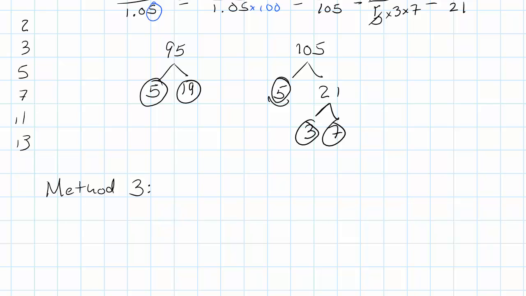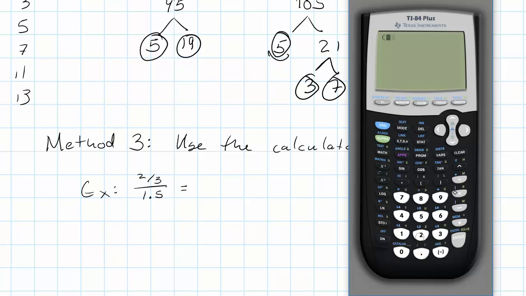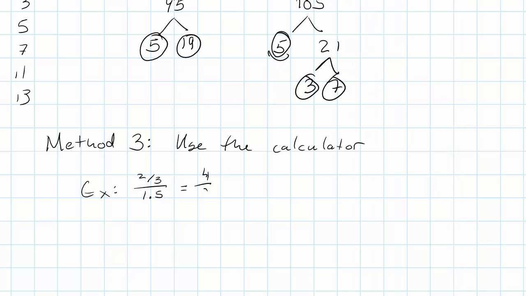Method 3 is simply to use the calculator. So here we'll take 2/3 over 1.5, and then convert that to a fraction. And we get 4/9.